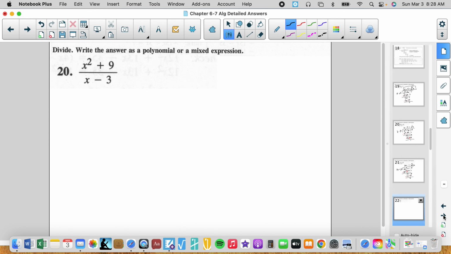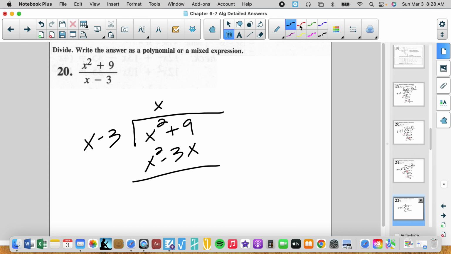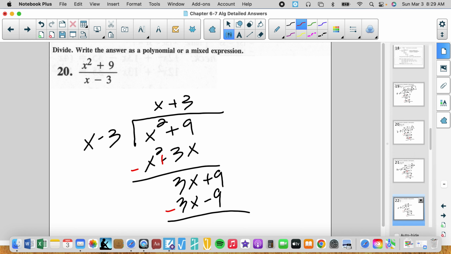Yeah. Oh, this is, all right, good. We haven't had one of these yet. You get x squared plus 9. This is fun. So multiply by x, that's super easy. x squared minus 3x. Change the signs. Now, the x squared cancels. The 9 and the 3x are unlike terms, so you get 3x plus 9. And then we're going to multiply it by 3, which gives us 3x minus 9. And now we change the signs, and that gives us 18.